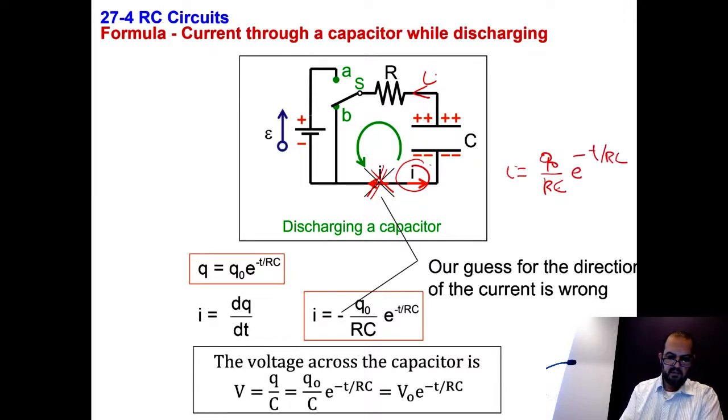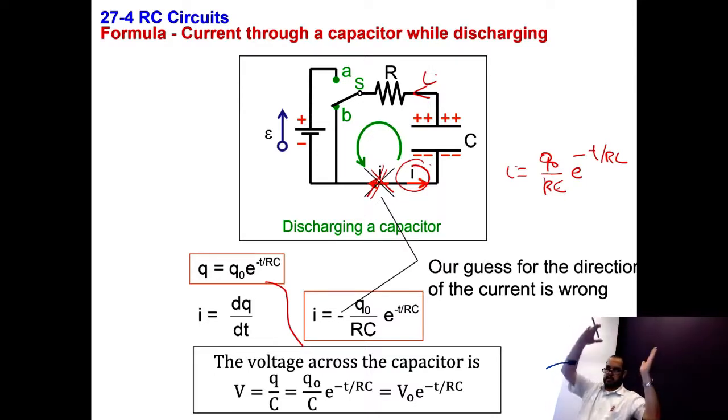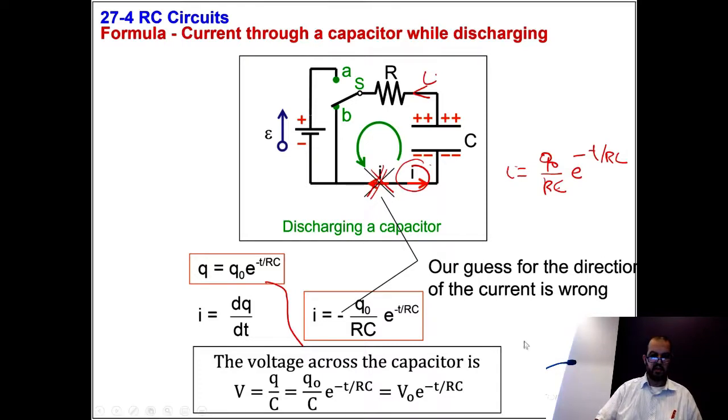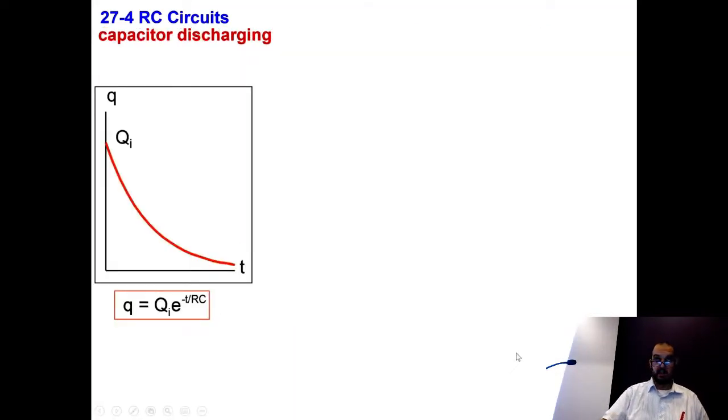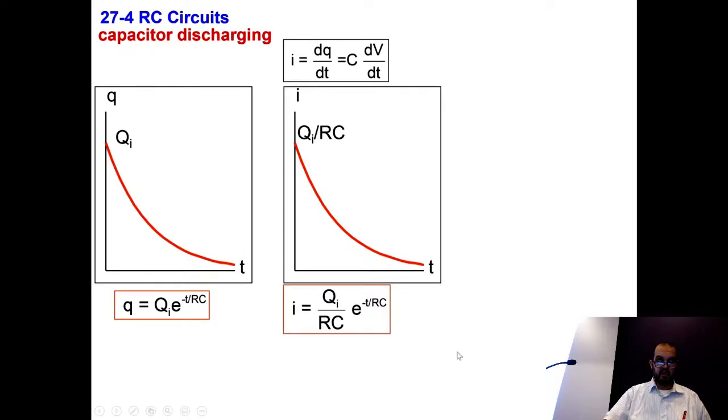And the voltage across the capacitor is V equal to Q over C. Since I have the equation for the charge, I can replace it and I obtain the voltage. So the nice thing now, the current, voltage, and the charge, all of them are decaying exponentially. So let me show you this. This is the charge. When you discharge the capacitor, it's Q equal Q initial charge, exponential minus t over RC. The current, you can get it by taking the derivative of the charge with respect to time, or the C dV/dt. You get I, the current, is the initial charge divided by RC, exponential minus t over RC. It's still an exponential decay.